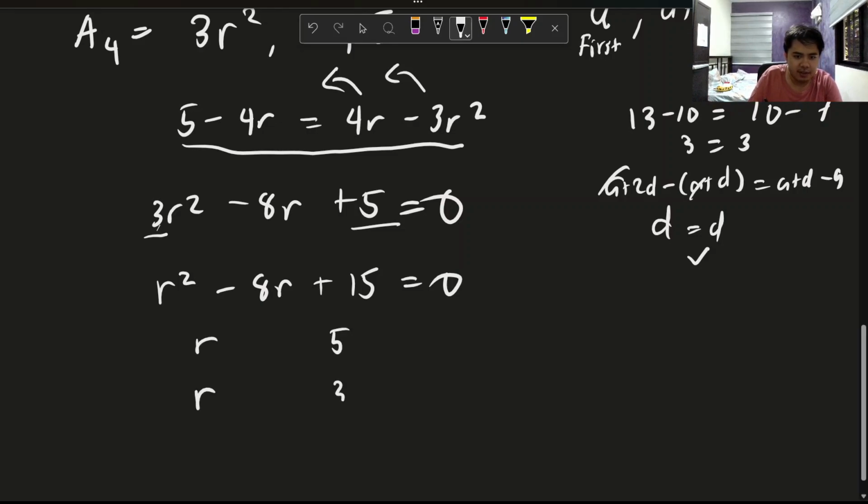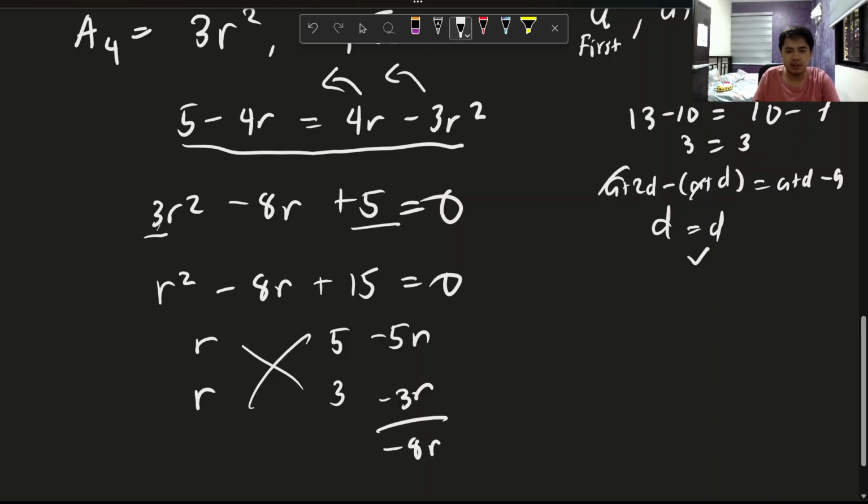This is going to be 5 and 3. So 5r and then 3r. Would that make negative 8r? No. But if I put negative and negative here, this would make negative 8r. In order to do that, I will put negative here and negative here. So our equation then becomes r minus 5 and then r minus 3 equals 0.